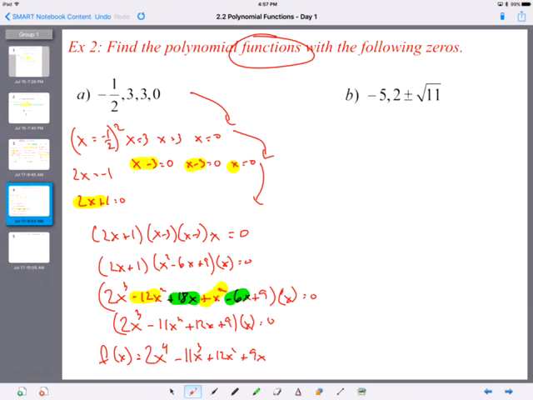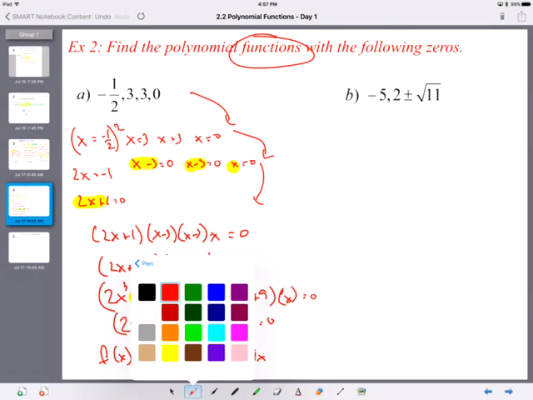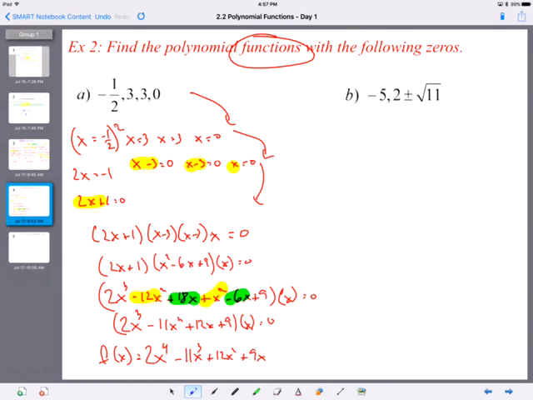Okay, so the last one we're going to look at here is negative 5 times 2 plus or minus the square root of 11. So we're going to do something a little different here. We'll say x is equal to negative 5. Add 5 to the other side to get x plus 5 is equal to 0. And then we got the 2 plus or minus the square root of 11.